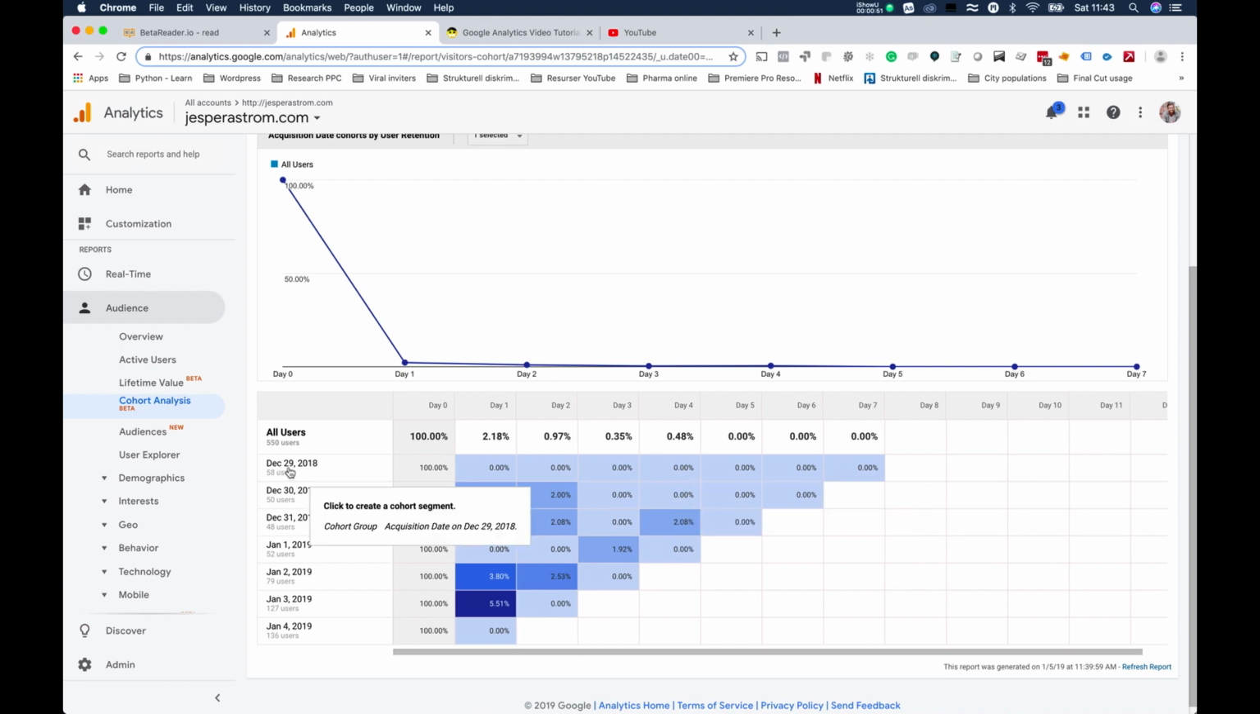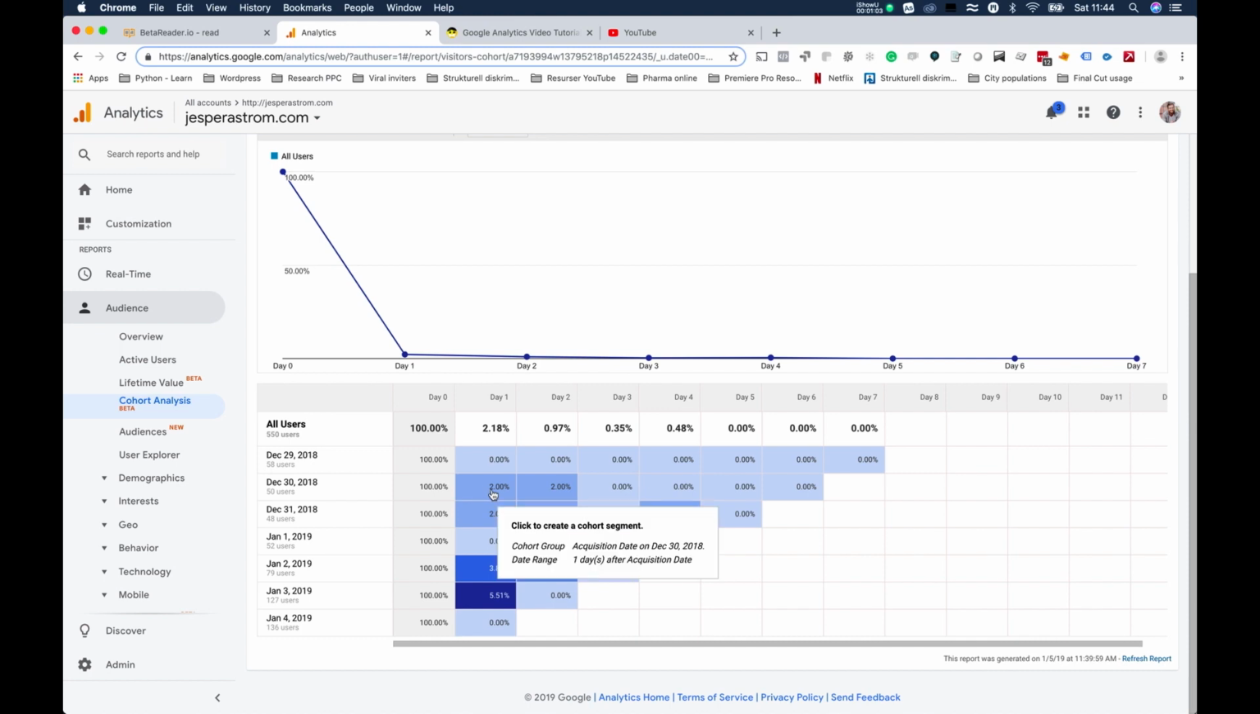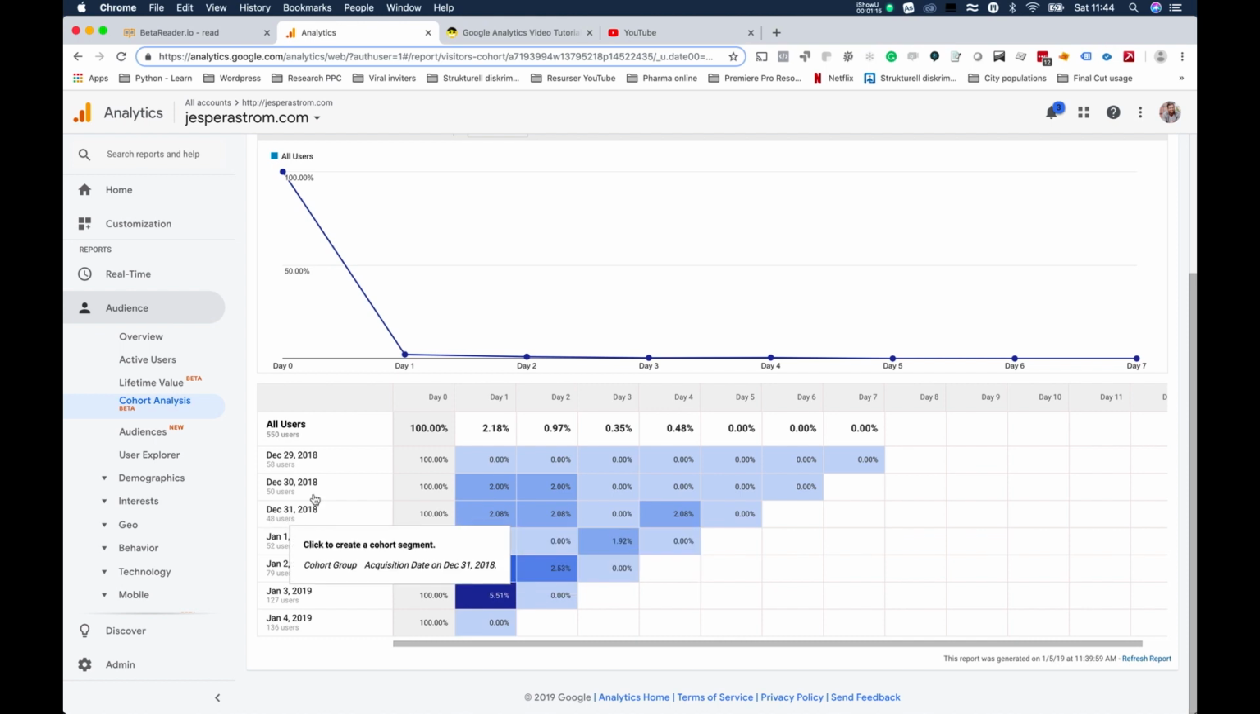And you can see here, the people who came to my site on the 29th of December, they only visited me that day, and then no one visited me for the next 7 days. The people who visited me on the 30th of December, 2% were back the next day, and then 2% were back the day after that. 31st of December, we have 2.8% the next 2 days, and so these are only these users. Only these users and only these users, and then you look at them horizontally like this.